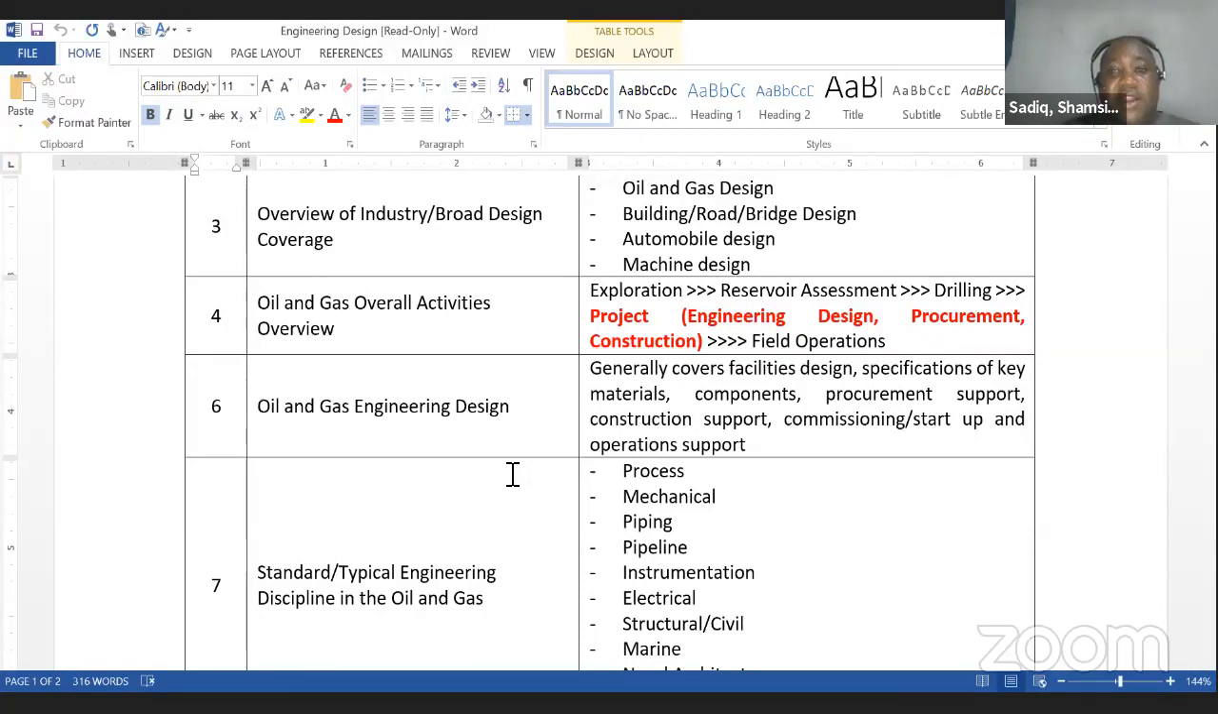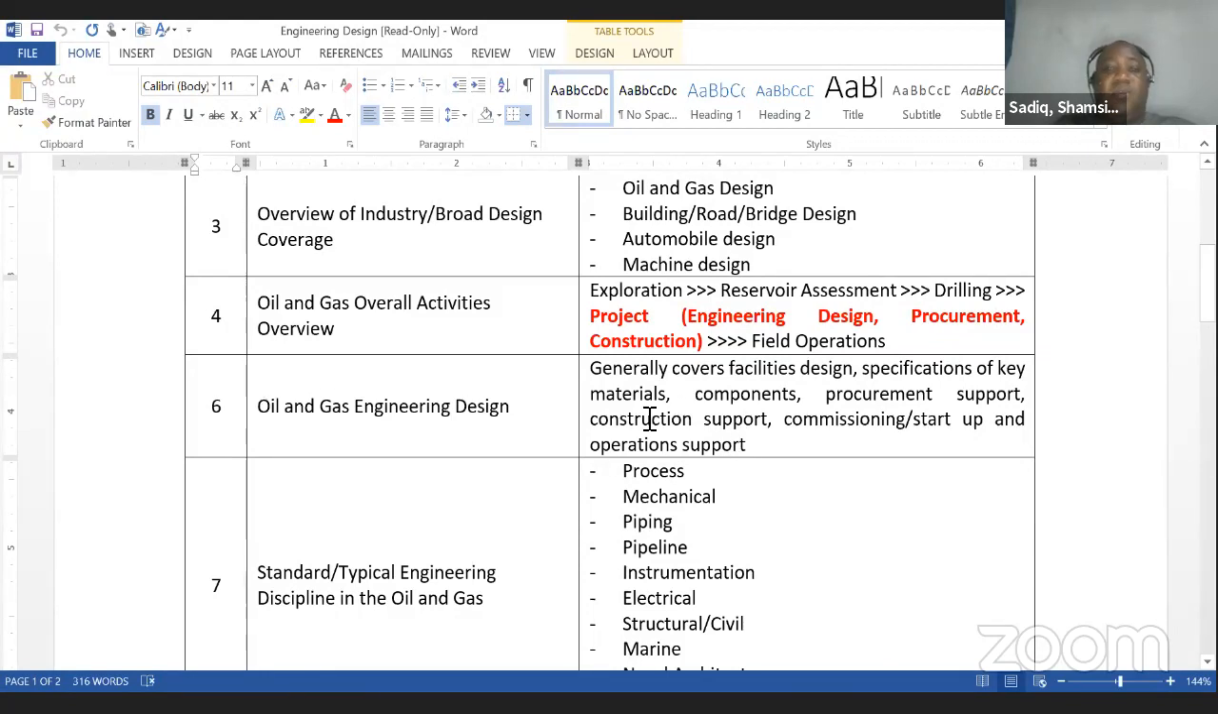So the engineering team generates those drawings across various disciplines: process, pipeline, piping, instrumentation, electrical, structures, civil structure, marine, as the case may be. So we generate drawings, we do the designs, we do specifications for key materials, we spell out the components, we do procurement support.